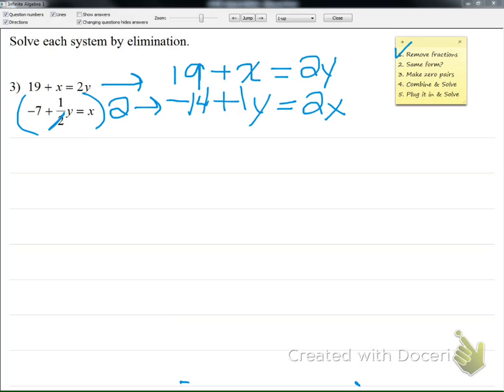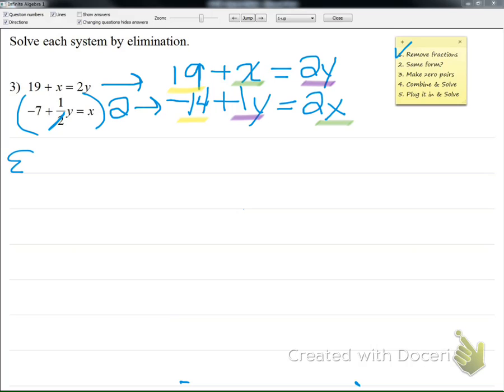Alright, so we did step 1. We removed the fraction. Now we need to ask ourselves, are they in the same form? Well, look at this. We've got a constant here and a constant here. You have an x term here and an x term over here. And you have your y term here and your y term here. So obviously, these equations are not in the same form. We need to reorder them. I'm going to go ahead and use standard form.